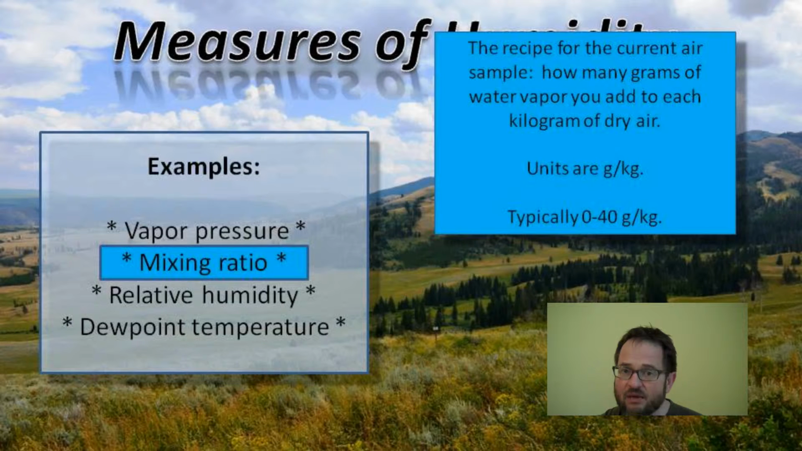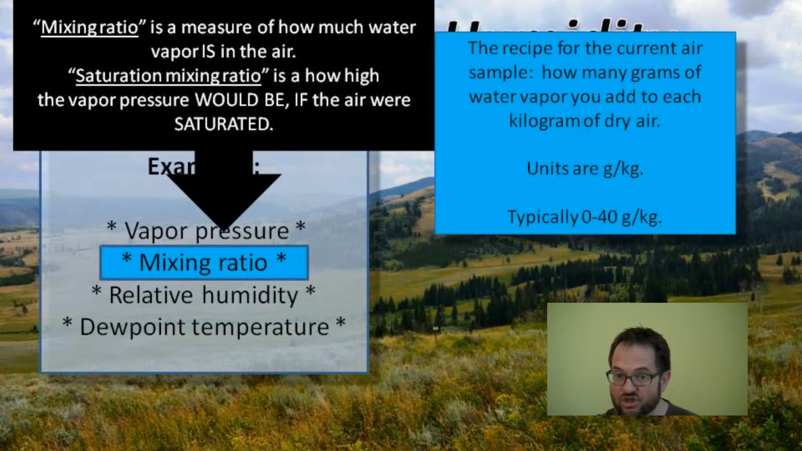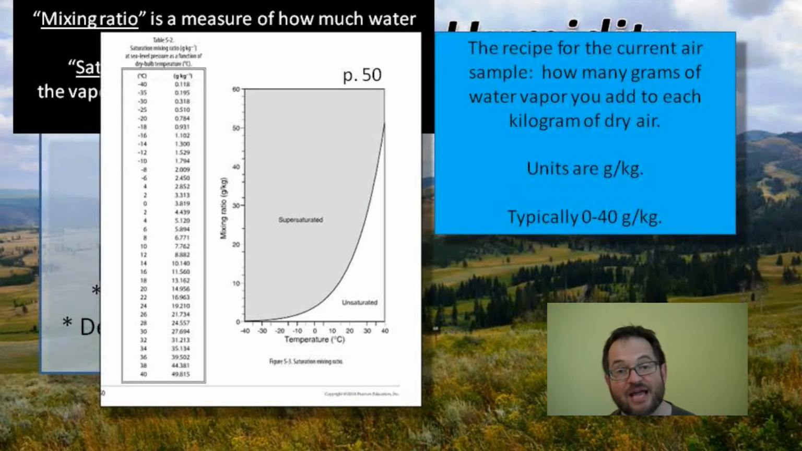And just like we said before for vapor pressure, mixing ratio is an actual measure of how much water vapor is in the air. That's in contrast to the very related saturation mixing ratio, which is not saying how much water vapor there is in the air, it's saying how much water vapor there could be in the air at this given temperature. How much water vapor would the air be holding if it were currently saturated? And actually on page 50 in your lab manual, they provide you with a table and with a graph of what the saturation mixing ratio is for a range of temperatures. It's actually another form of the Clausius-Clapeyron equation. We've just done some conversions to work with different units and so on.